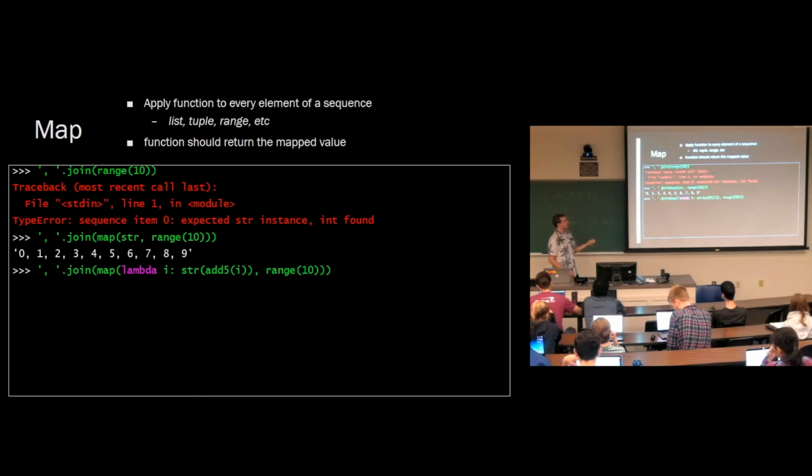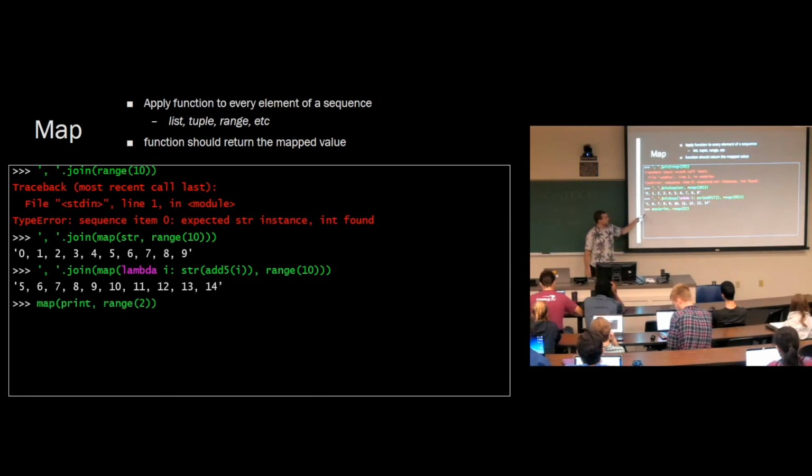So this is a way to compose. What if we wanted to add 5 and then do string? Well, this is how you could do it. You could make a new function, a lambda expression, where you call add 5 and then call string on the result. And now if we do this, we get exactly what we expect. Does that make sense?